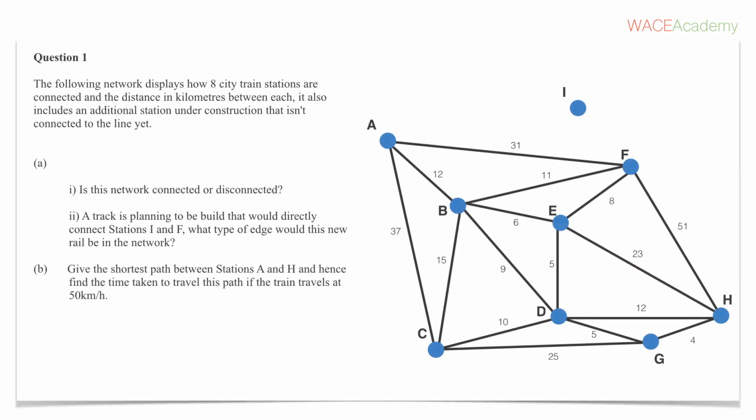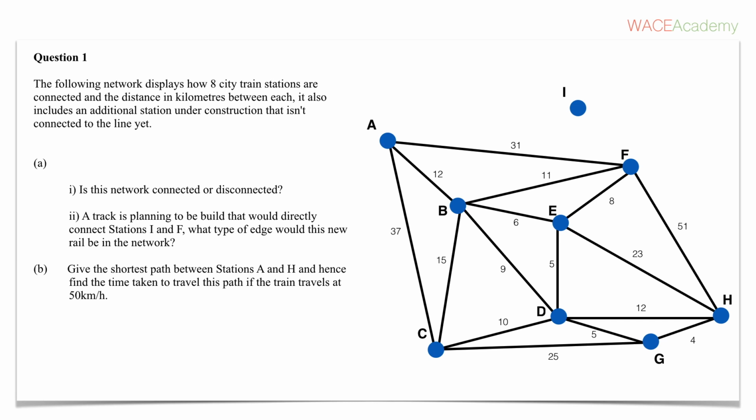Here's a question you could expect to be in your WACE exams. The following network displays how 8 city train stations are connected and the distance in kilometres between each. It also includes an additional station under construction that isn't connected to the network yet. The first part asks us if the network is connected or disconnected.